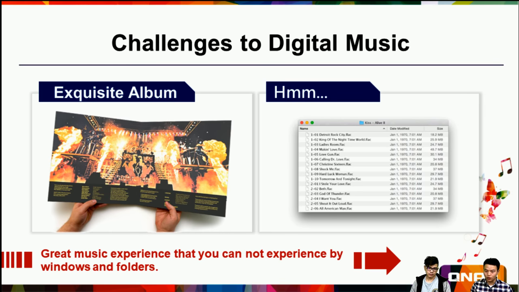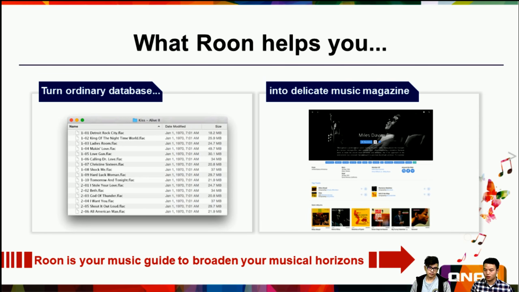So what Roon does is that they will turn this ordinary database, which is your file list, into a delicate music magazine. But speaking of this music magazine, we have some other software, no matter if it's on computer or cell phone, that can also show us a similar image as a magazine. So what are the differences for Roon?